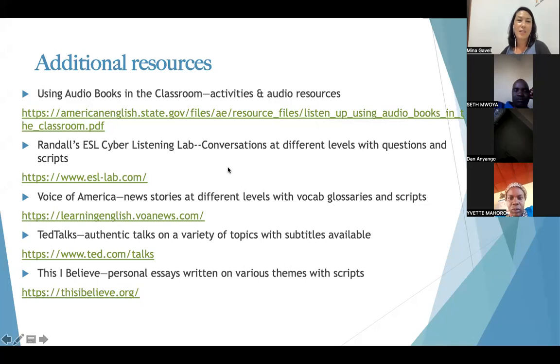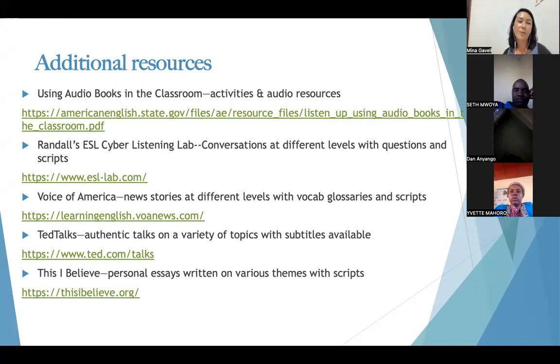The next one is actually one of my favorite for lower level exercises. They're different conversations. They're beginner, intermediate, and advanced, and they come with listening comprehension questions. Even if you don't use them in class, if you have students who need to work on their listening outside of class, this would be a great website to recommend.